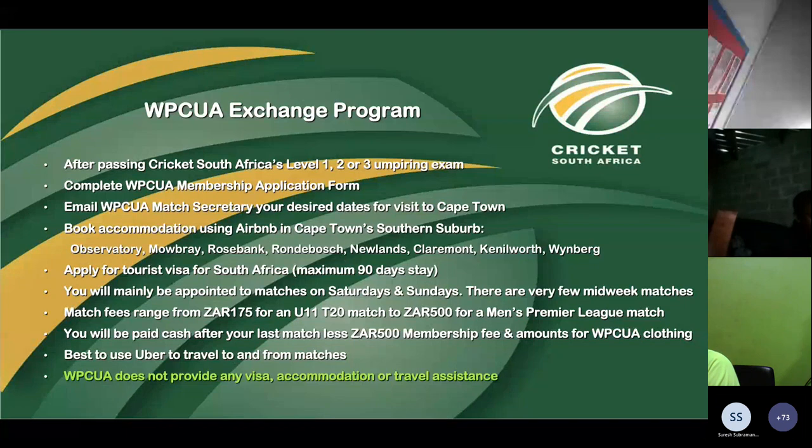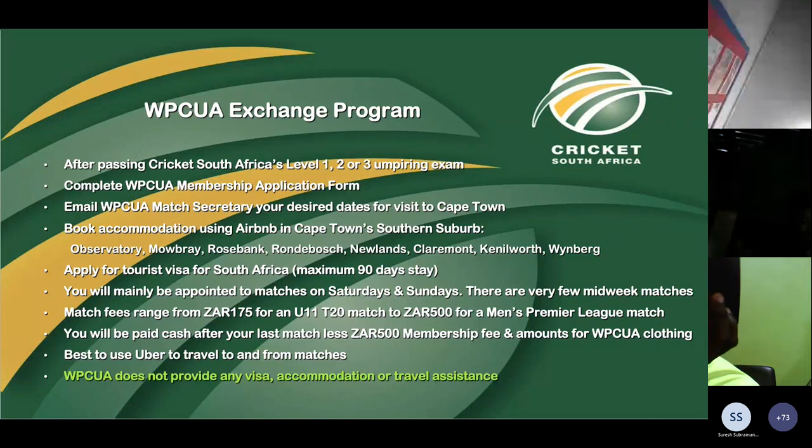I've written on here the match fees that we get paid at club cricket level. It's 175 rands for an under 11 T20 match, and it goes up to 500 South African rands for a men's Premier League match. That is not a lot of money. You can go to Google to translate it into your own currency. You cannot make a living out of umpiring amateur cricket. So you must just see it as part of your holiday, and you must come for the experience rather than the money. So just a little bit of logistics in terms of how it would work.